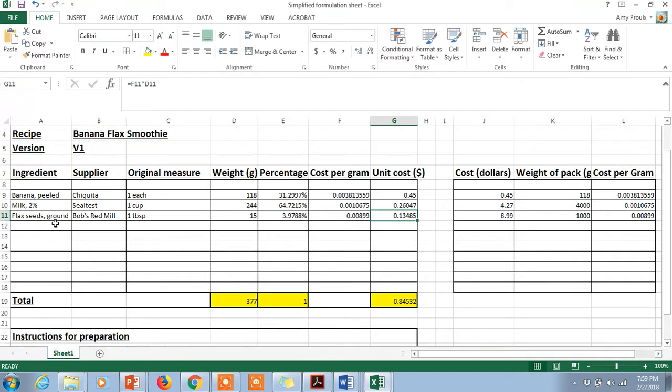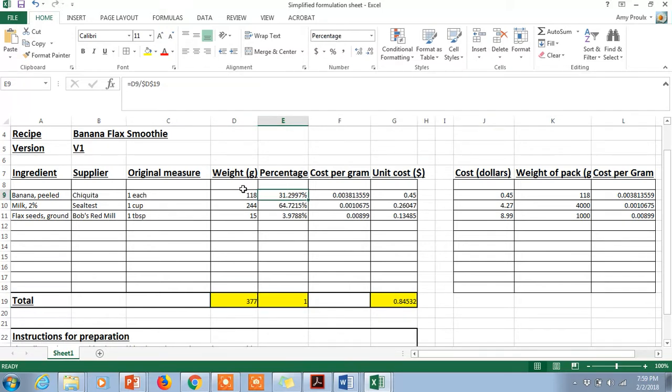So I filled in my ingredient. I filled in my supplier. The more information, the better. So it's not just milk, it's milk 2% coming from Seal Test. It's flax seeds, they're ground, coming from Bob's Red Mill, and so on. The more information, the more we are able to consistently go back and repeat that ingredient. We went from our household measure, we weighed it out, and we were able to then calculate our percentage. So we took each of the weights and summed it down here. I'm going to put this spreadsheet up in Blackboard so you can access it and take a look at the calculations and work them and reverse engineer them for yourself.